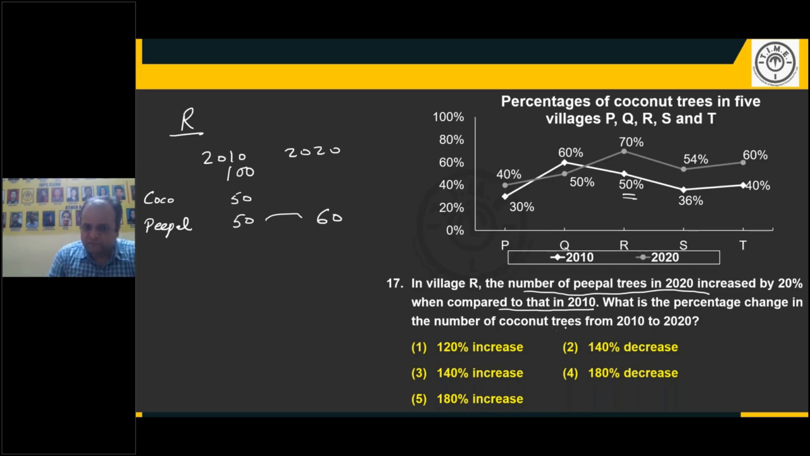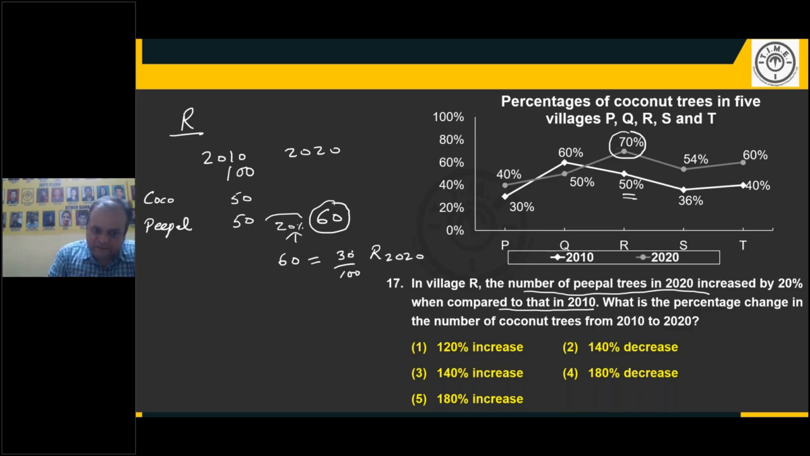Now, what is the percent change of coconut trees from 2010 to 2020? Just see this 60, which is people trees in 2020. What is the percentage for people trees in 2020? 30%, because 70% is coconut trees, right? So we can say 60 is 30% of R's 2020 total. Why? Because if people trees have increased by 20%, after that they have become 60, and this 60 is nothing but 30% of R's 2020 total. Why? Because 70% is coconut.